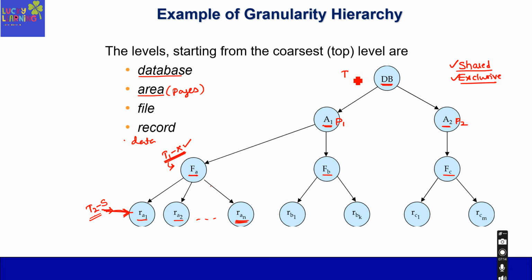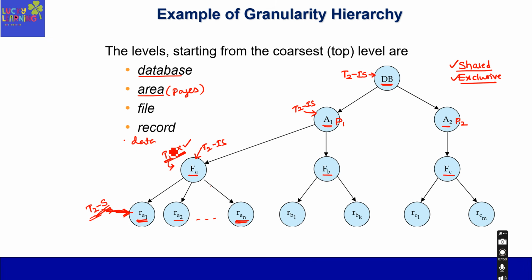The transaction, before locking any node, has to lock its parent node in intention mode, stating what its intention is. First, T2 should lock the database in IS mode, indicating that T2 is going to lock one of the children of the database in shared mode. Then coming down, T2 should lock A1 in IS mode, and T2 should lock FA1 in IS mode. Then coming down, T2 should lock RA1 in S mode.